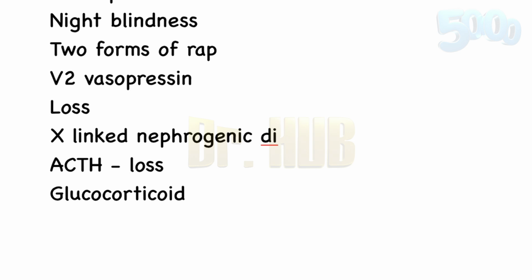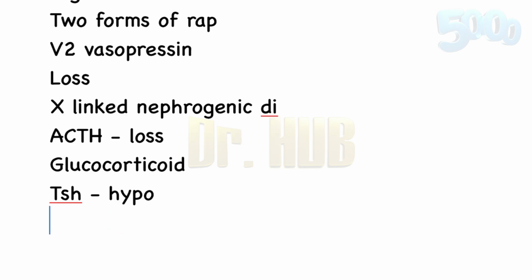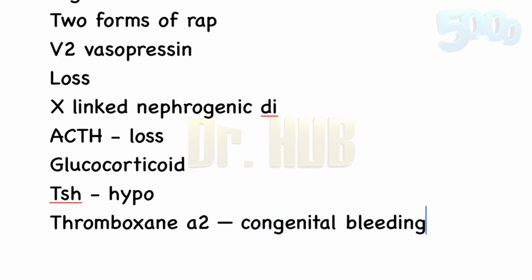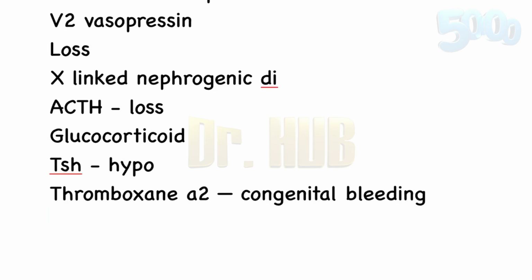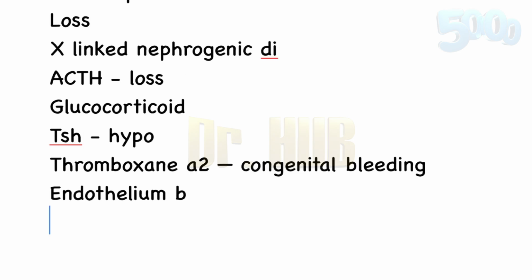Now moving on to the TSH. The TSH also results in a loss, and this loss can lead to familial hypothyroidism. Then thromboxane A2. What does thromboxane A2 do? It can cause a loss, and it results in congenital bleeding. Then comes endothelin B. Endothelin B again causes a loss, and it results in Hirschsprung disease.